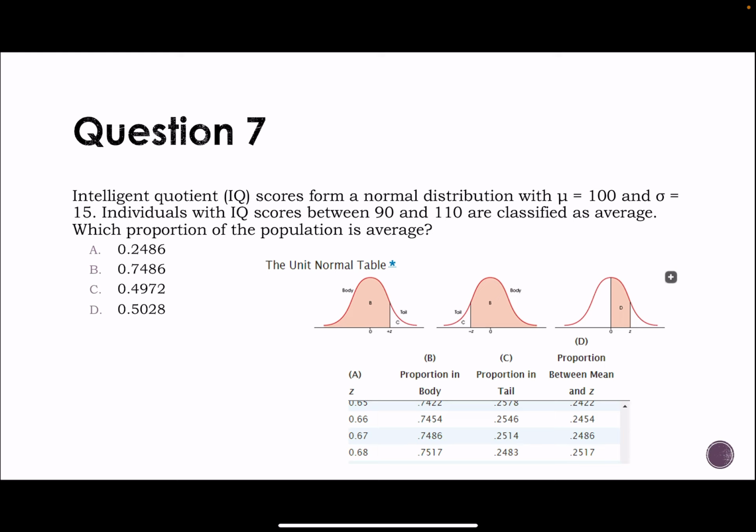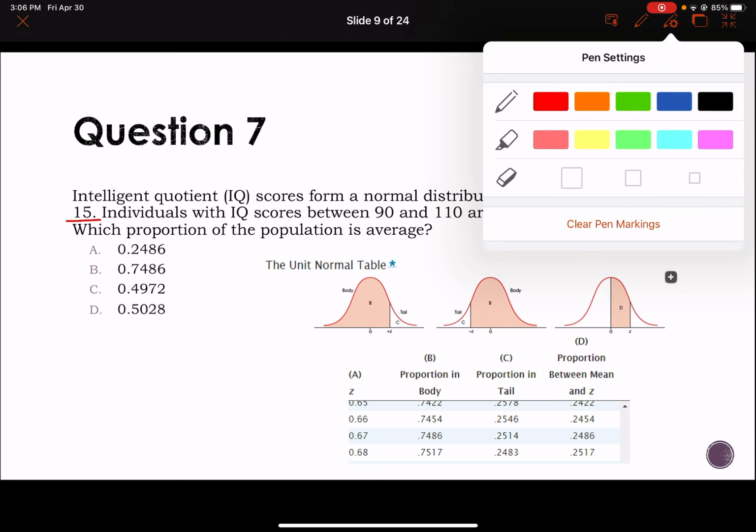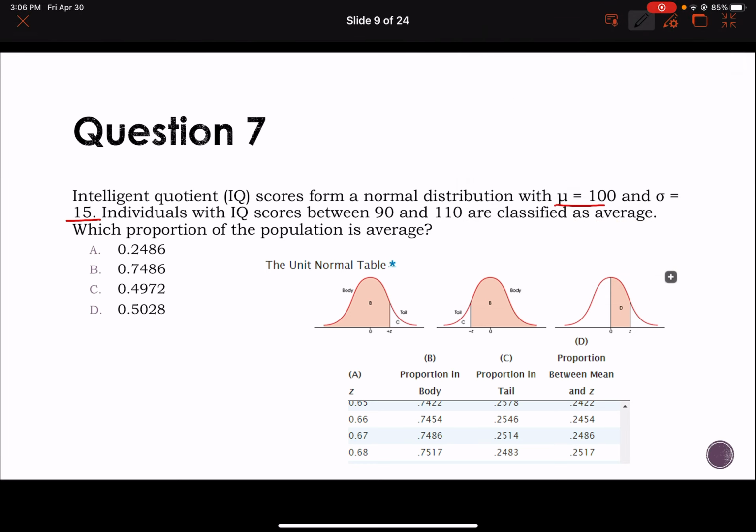So on question 7 here, we're going to talk about the intelligent quotient, or IQ, scores normal distribution with a mean of 100 and a standard deviation of 15. Let me get my black pen back here. If individuals between 90 and 110 are classified as average, what proportion of the population is average? So we need to do our z-scores.